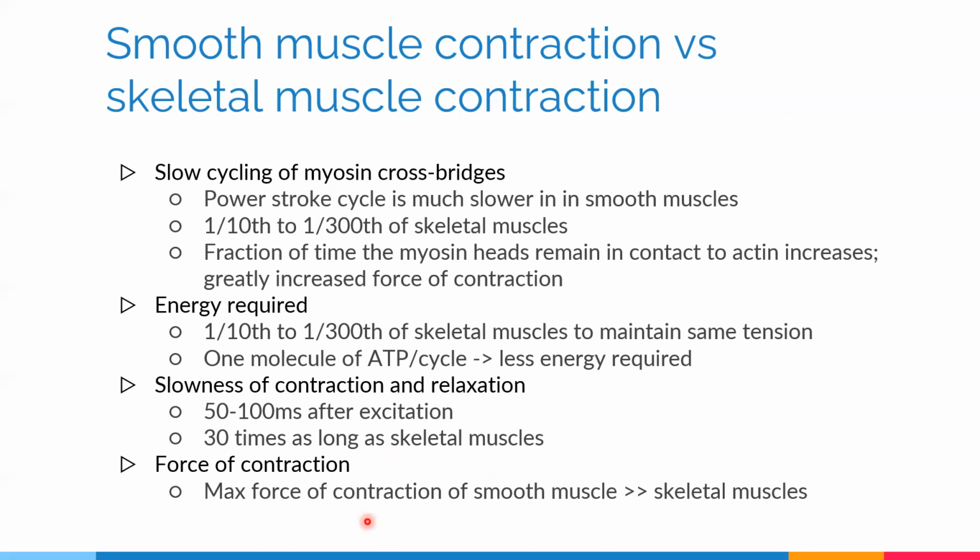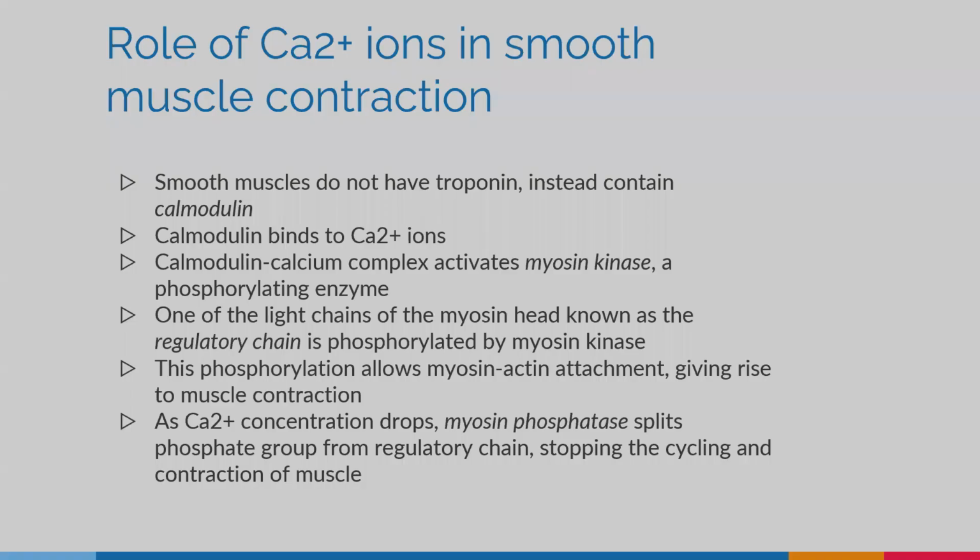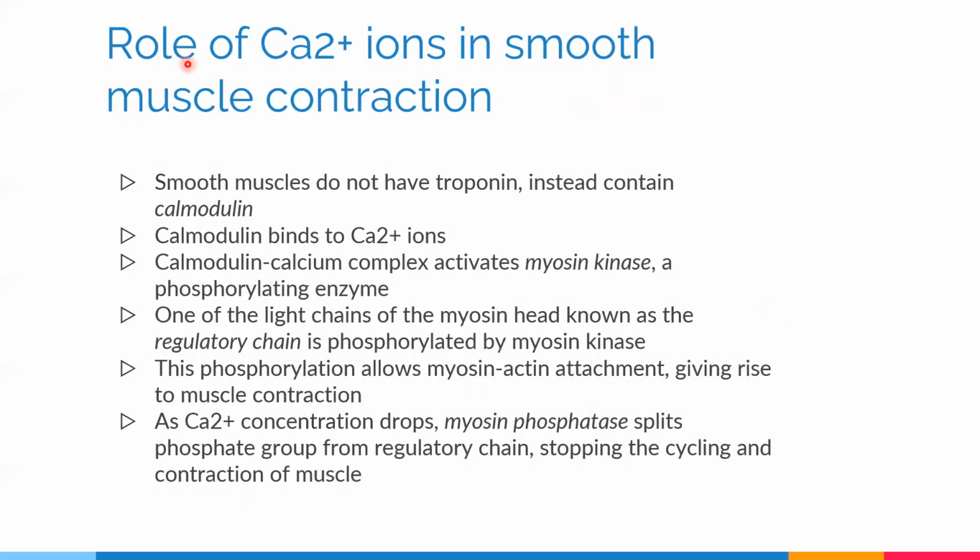The maximum force of contraction of smooth muscles is way larger than that of skeletal muscles. This is due to the first point that we have discussed: the myosin heads remain in contact for longer periods, which is the only determining factor regarding the force of contraction. The max force of contraction of smooth muscles is very much greater than that of skeletal muscles. Now we look into the role of calcium ions in smooth muscle contraction and what exactly is the mechanism of smooth muscle contraction.